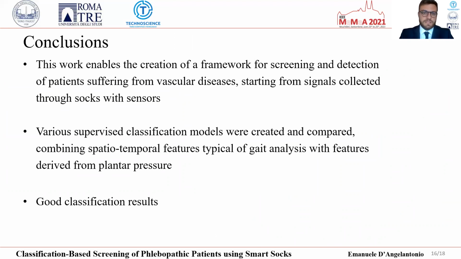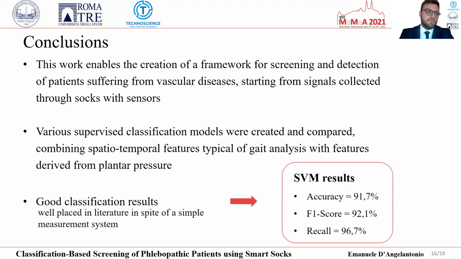I'm talking about the linear SVM model that gets very good performance, better than the KNN. The SVM, in fact, shows an accuracy of 91.7%, an F1 score of 92.1%, and a recall equal to 96.7%. These results are lined up with several works in literature, in spite of our relatively simple measurement system. In fact, in literature, it is possible to find works with accuracy higher than 85%, reaching in some cases results around 97%, but they regard other pathologies, and above all, they use laboratory tools or far more complex measurement systems.